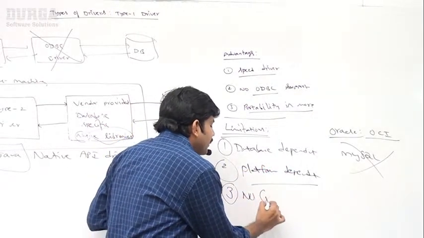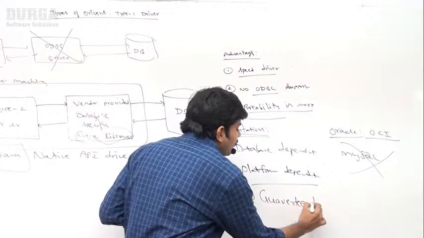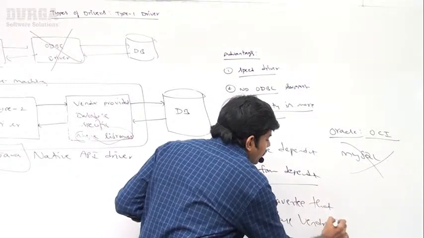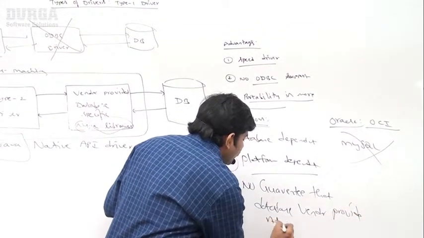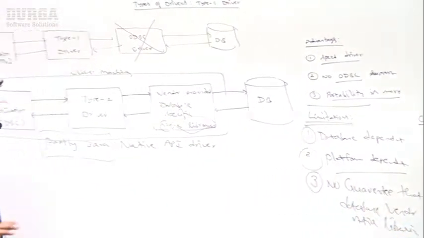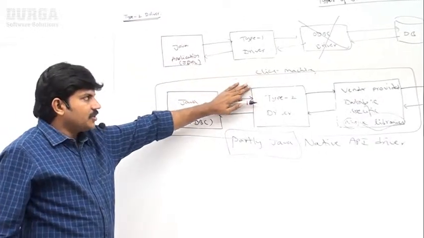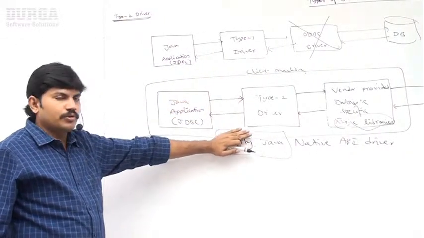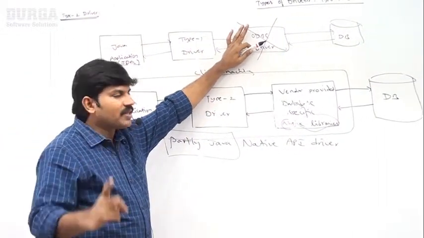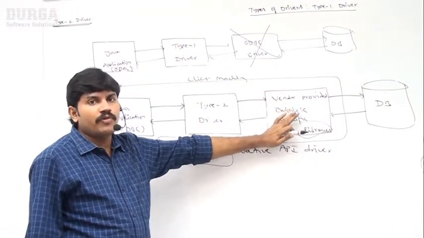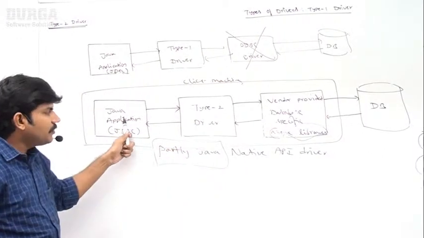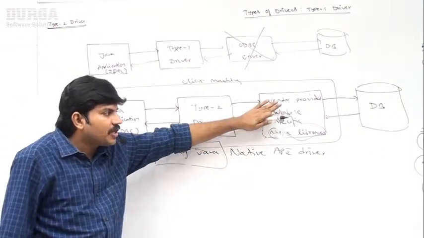So no guarantee that a database vendor provides native libraries. Are you in a position to understand, right? That's all. This is about the architecture of the type 2 driver. The type 2 driver is exactly the same as the type 1 driver architecture, except that the ODBC part is replaced with vendor-provided native libraries. A type 2 driver converts JDBC calls into database-specific native library calls.